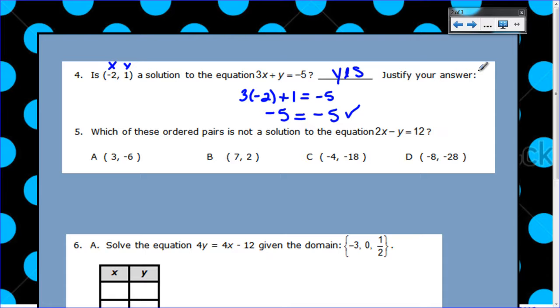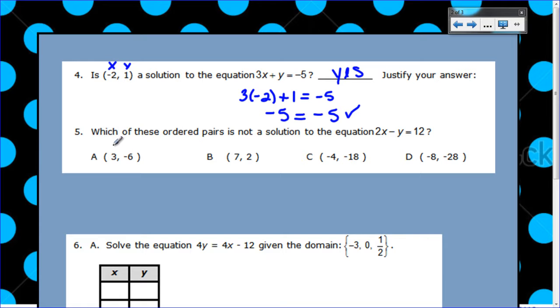Now the next question is very interesting because it says, which of these ordered pairs is not a solution to the equation? And there's a couple of different ways to do this problem. We're going to do this by just plugging in our numbers for now. As we get further into this, I will show you there's another way to do it, but right now we're just going to plug in numbers.